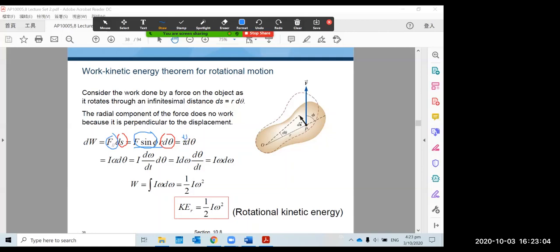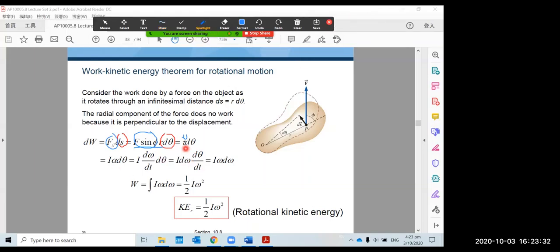And d theta remains. Once again, we find similarity between the linear motion and the rotational motion. Work done in a linear case is force times displacement. In the angular or rotational motion, it is torque times angular displacement. So you see the connections between the two.